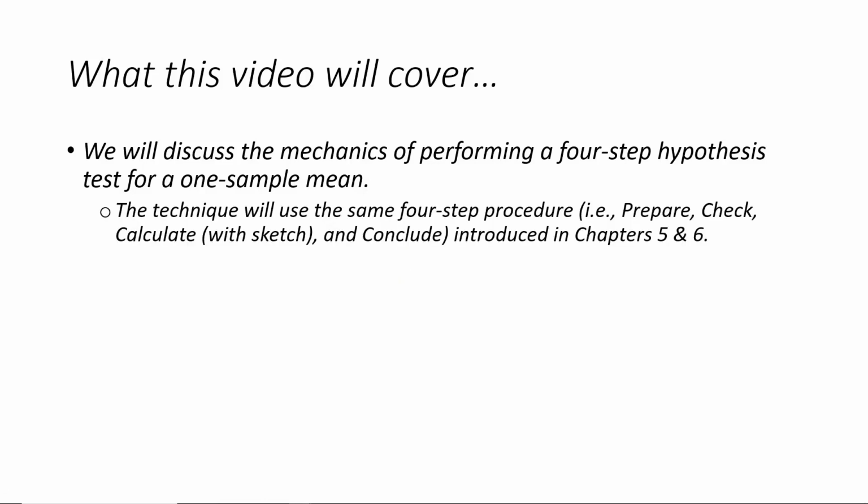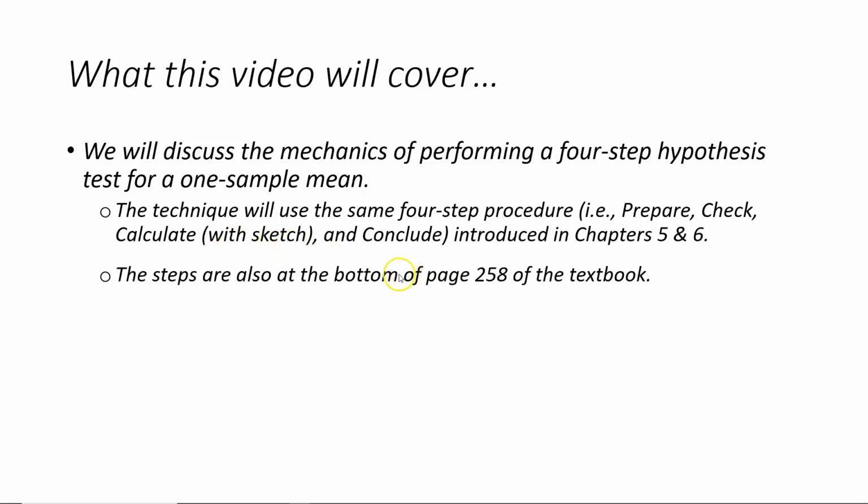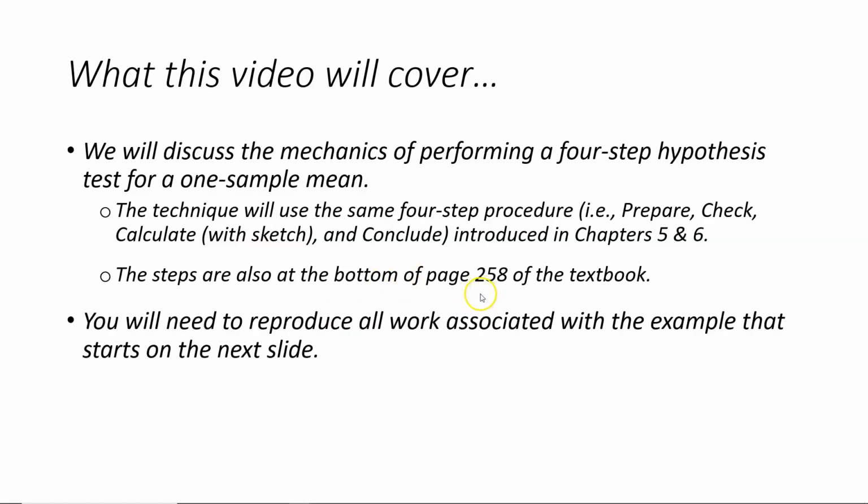The technique that we're going to use is the same four-step procedure we've been using since Chapter 5, that is prepare, check, calculate, with a null distribution sketch, and conclude. The steps are also at the bottom of page 258 of the textbook. You're going to need to reproduce all work associated with the example that starts on the next slide.